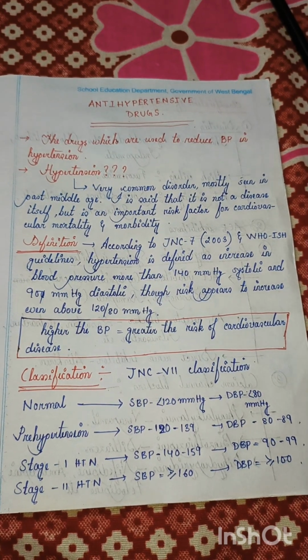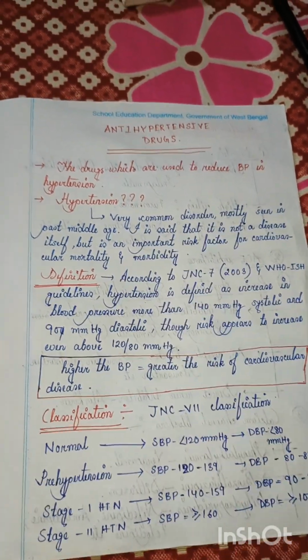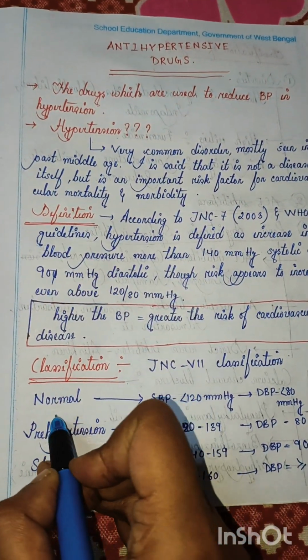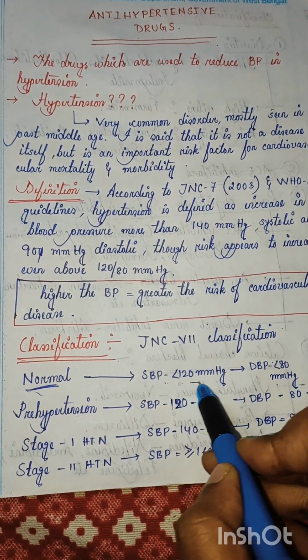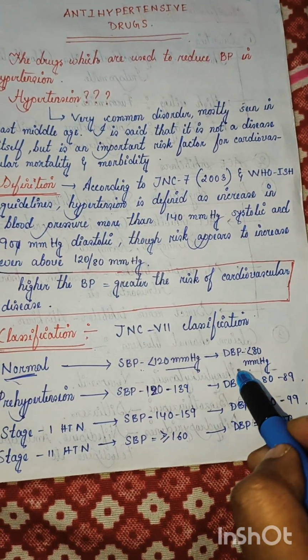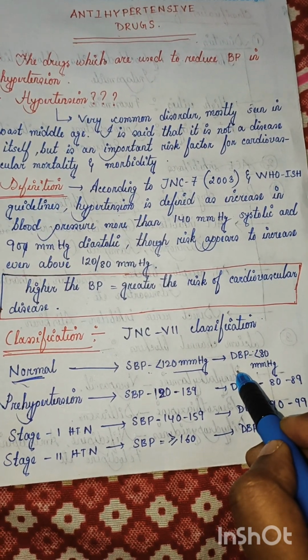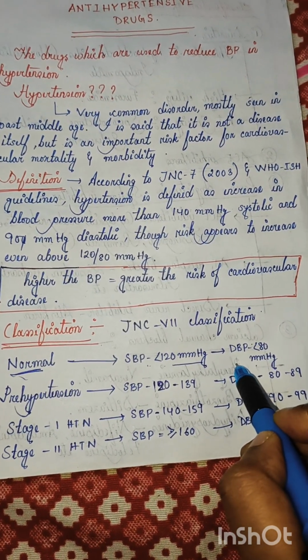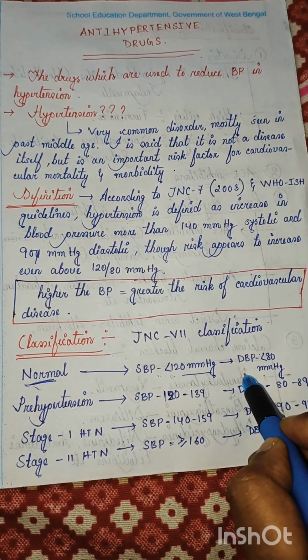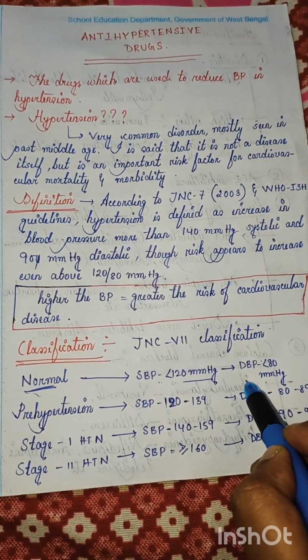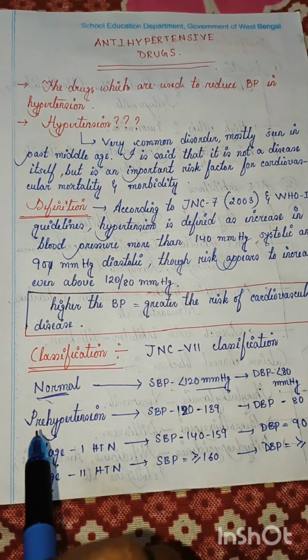According to the JNC 7 classification, patients who are considered normal have a systolic blood pressure of less than 120 mm Hg and a diastolic blood pressure of less than 80 mm Hg. So what we can do is not suggest antihypertensive drugs, but tell them to change their lifestyle. Lifestyle modification is necessary.